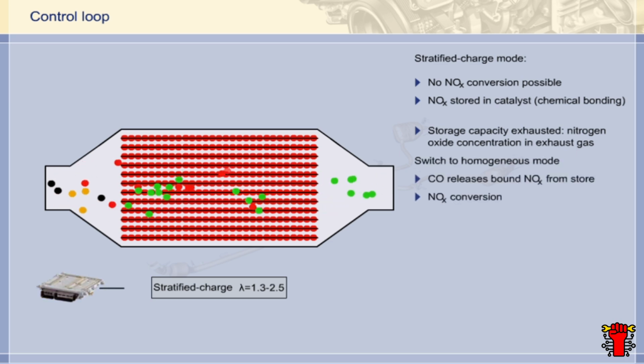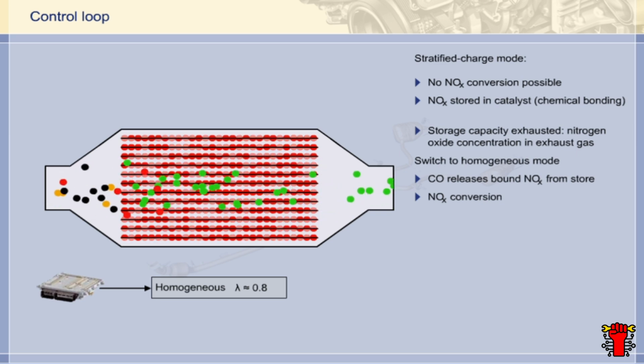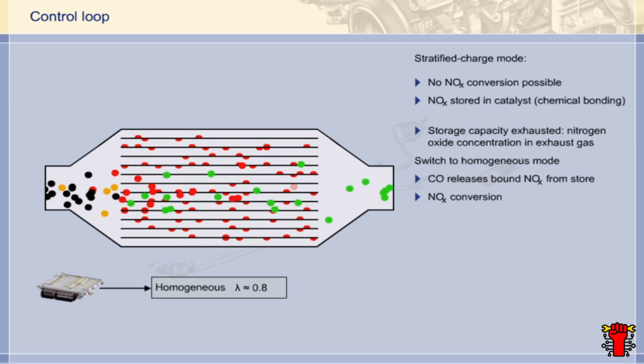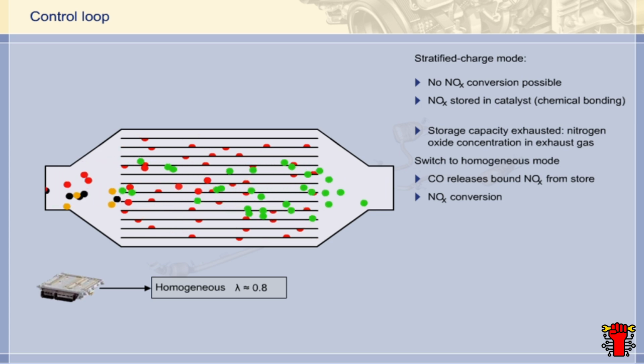When this happens, the engine will be temporarily switched to homogeneous mode for a few seconds. In this mode, the mixture is made richer until lambda is around 0.8. This increases the amount of carbon monoxide present, which releases the oxides of nitrogen from their chemical binding and brings about their conversion into harmless products. Within a short period of time, the storage catalyst is regenerated.